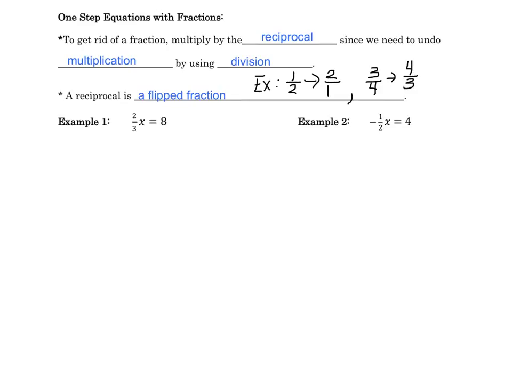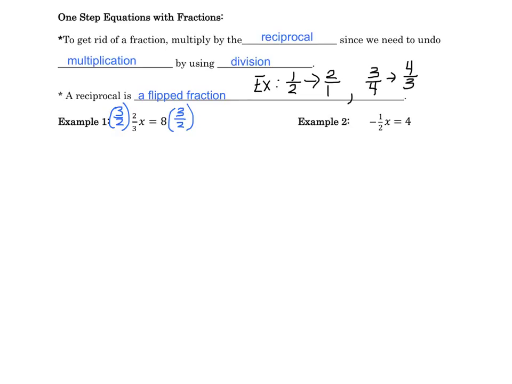So with that in mind, let's look at example 1. We have 2/3 x equals 8. First we identify our operation. We're multiplying here, and it is a fraction. Whenever we multiply by a fraction, we want to use the reciprocal. So we're going to flip it, and we're going to do it to both sides. We're going to multiply both sides by the reciprocal, which would be 3 over 2. Our original is 2/3, and we flip it to 3 over 2. That's the reciprocal.